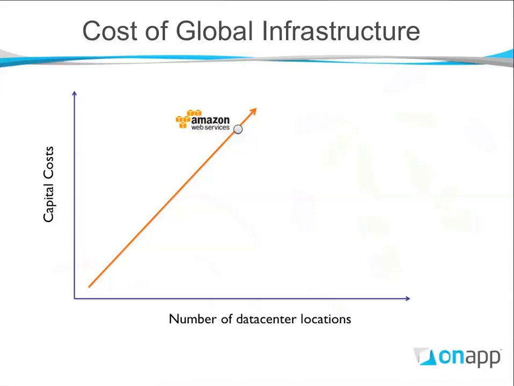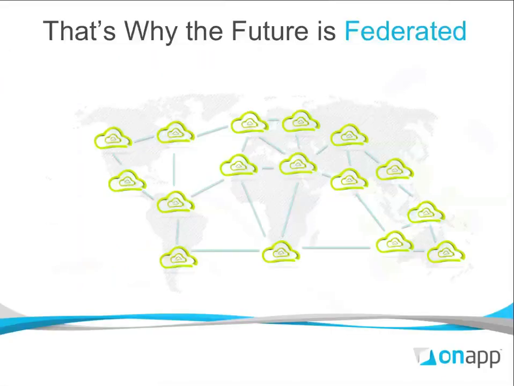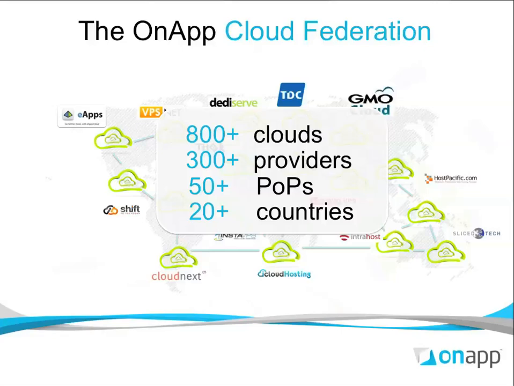So if you go on to the next slide, that's why we think that the future of cloud is federated. So a federated cloud is one where we have local cloud providers clubbing together in order to deliver a seamless global service to their end customers. If you go on to the next slide, this is what we at OnApp have been focusing on building out.